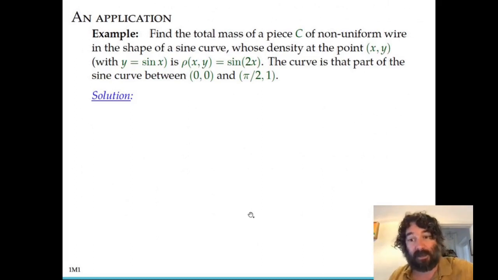And so in order to calculate the total mass of the wire, we cut it up into small little sections, which are now each of length delta s, and calculate the mass of each of those sections, and then add all those up.